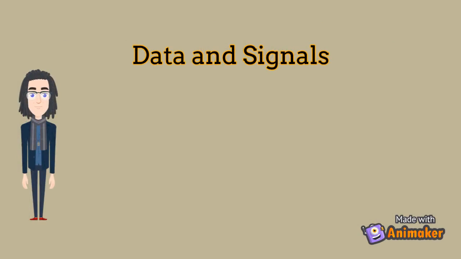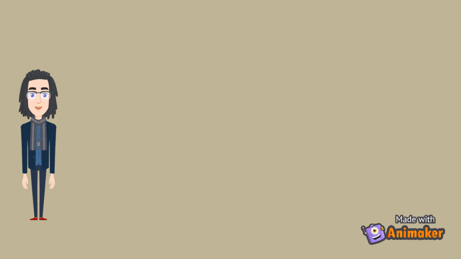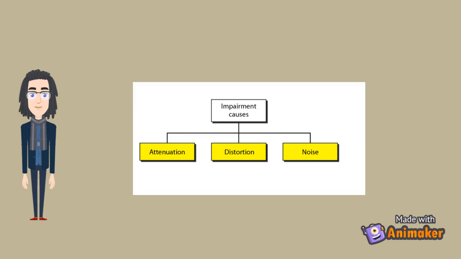Transmission impairment. Signals travel through transmission media, which are not perfect. The imperfection causes signal impairment. This means that the signal at the beginning of the medium is not the same as the signal at the end of the medium. What is sent is not what is received. Three causes of impairment are attenuation, distortion, and noise.